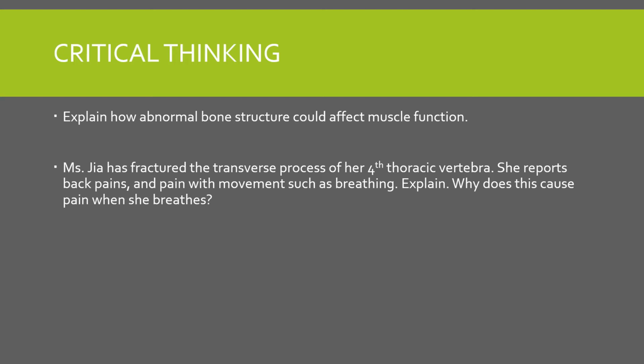Second question, Miss Gia has fractured the transverse process of her 4th thoracic vertebra. All right, so the transverse process, that's on the side. We're in the thoracic region, so that's where we have our ribs attached. She reports back pains and pain with movements such as breathing. Why would this happen? Why is there pain when she's breathing? So if we're in the 4th thoracic vertebra, you can think about what bones are articulating with the thoracic vertebra. And what is the function of those bones that articulate with the thoracic vertebra? And that should lead you to the answer.